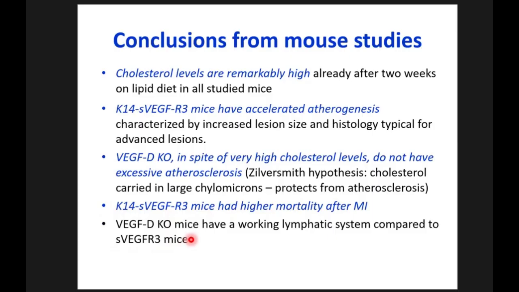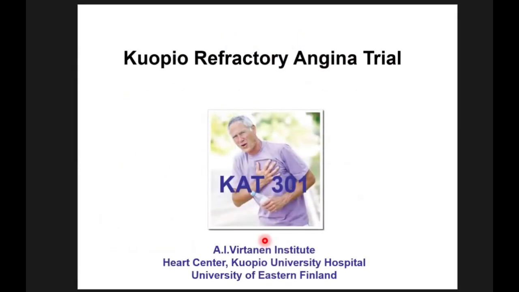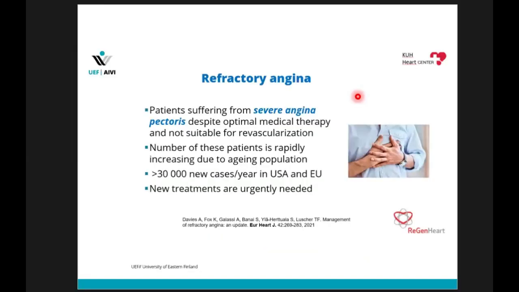So actually, VEGF-D knockout mice have a working lymphatic system, not perfectly working, but it is there because VEGF-C growth factor is present. So these have all been basic studies that have led us to the clinical use of VEGF-D, because we believe that both angiogenic and lymphangiogenic growth factors might be beneficial for the heart. And so we started already 10 years ago a refractory angina trial.